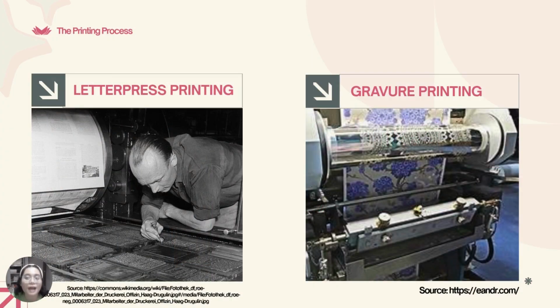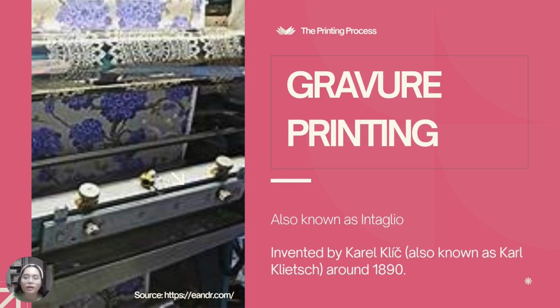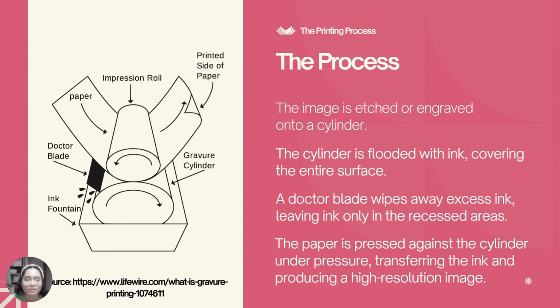Let's move to gravure printing, also known as intaglio. So Karel Klich invented gravure printing around 1980 by combining earlier heliogravure principles with modern photographic processes to create etched cylinders for high-speed, high-quality printing. So unlike letterpress, gravure works in reverse. Instead of raised surfaces, it uses engraved cells on a metal plate or cylinder. This one, the gravure cylinder.